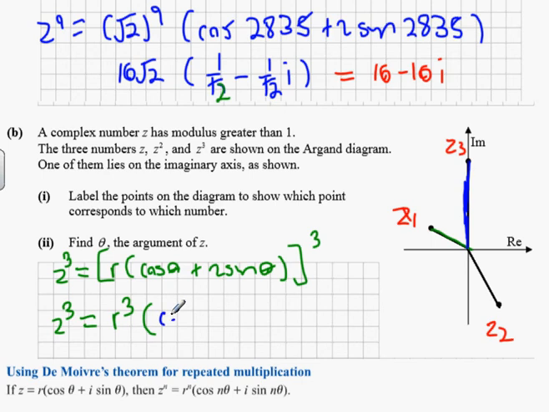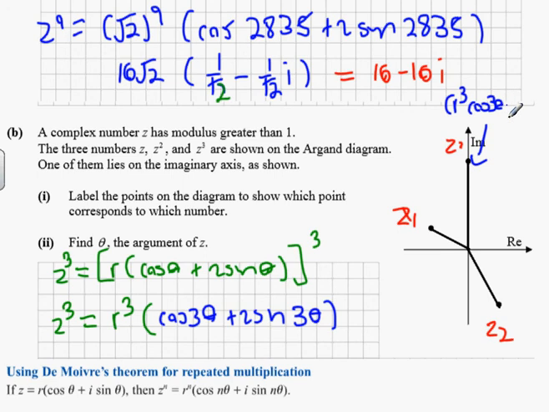Now, the angle changes as well into cos 3 theta plus i sin 3 theta. Now, here's the interesting one. You know that the y value is negative. Remember what we said earlier. This point here is technically represented by r cubed cos 3 theta and r cubed sin 3 theta. Remember we did it earlier when we were drawing the diagram in the last question? This is your x coordinate, and this part here is your y coordinate, combined together.